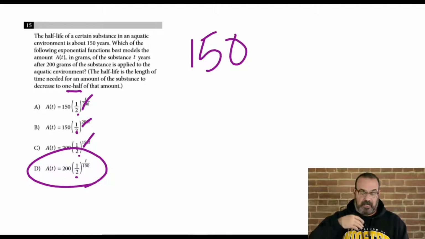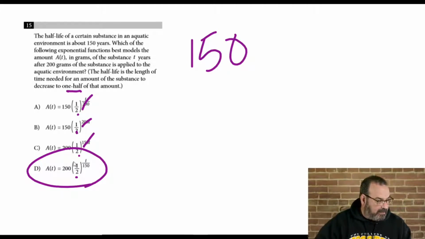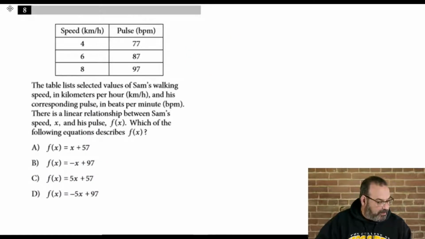Then in 300 years, it would be 1/2 of 1/2, or 1/4. And that's exactly how it works. Check the right answer. Yep, very good. All right, here we go. Linear function. Did you see? Yep, linear.